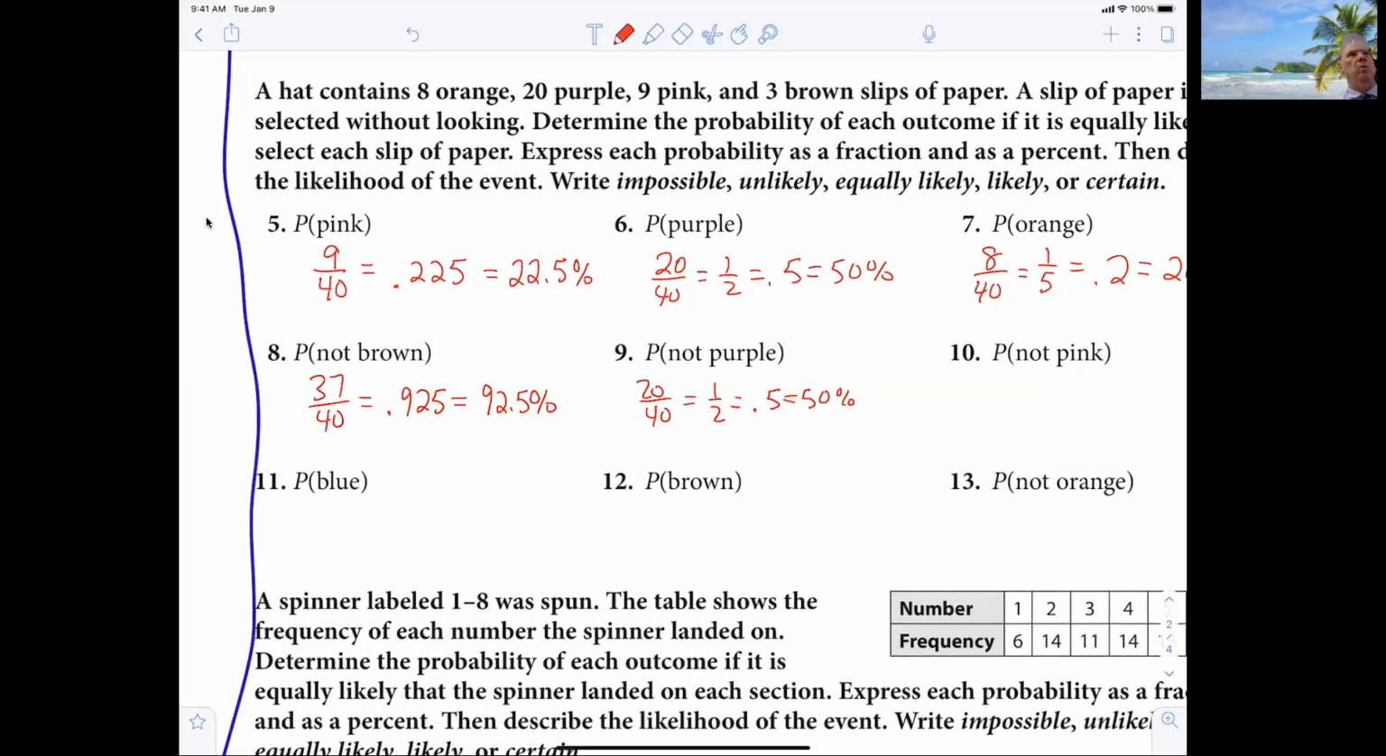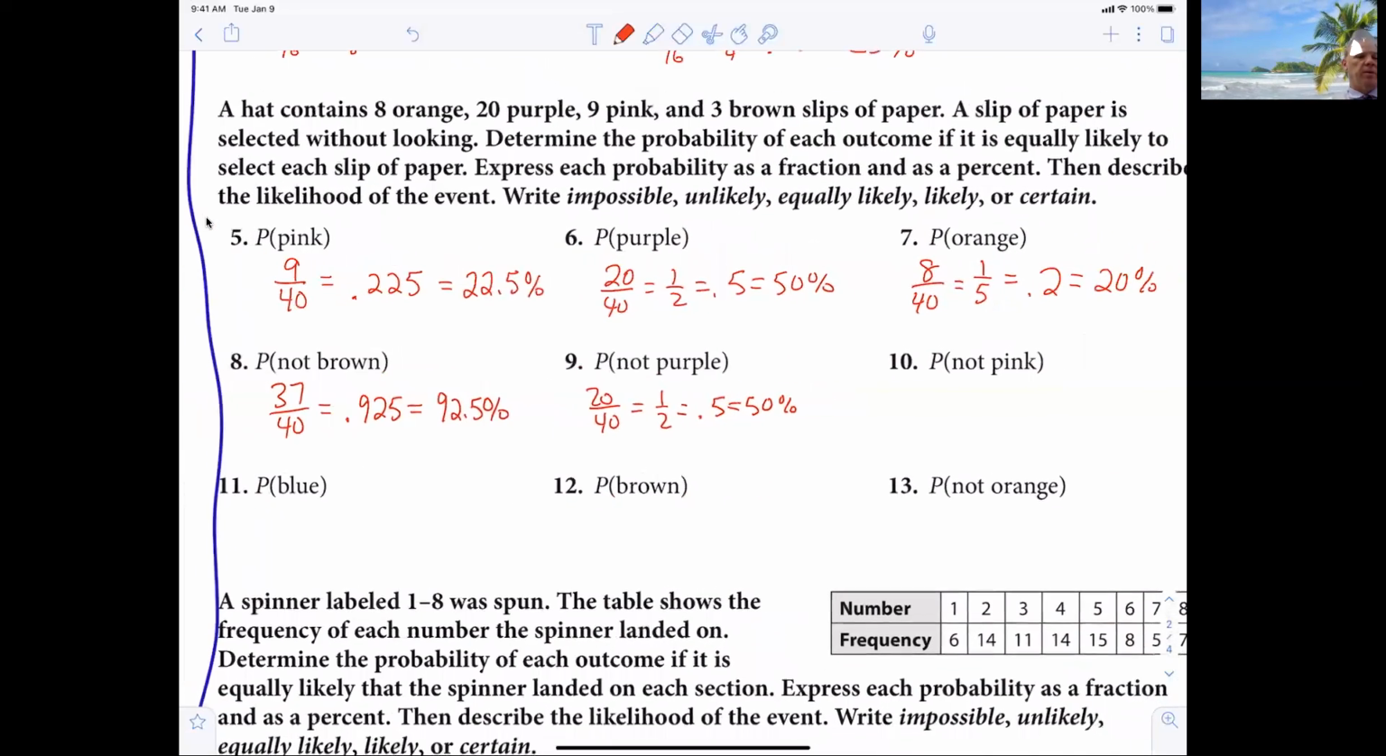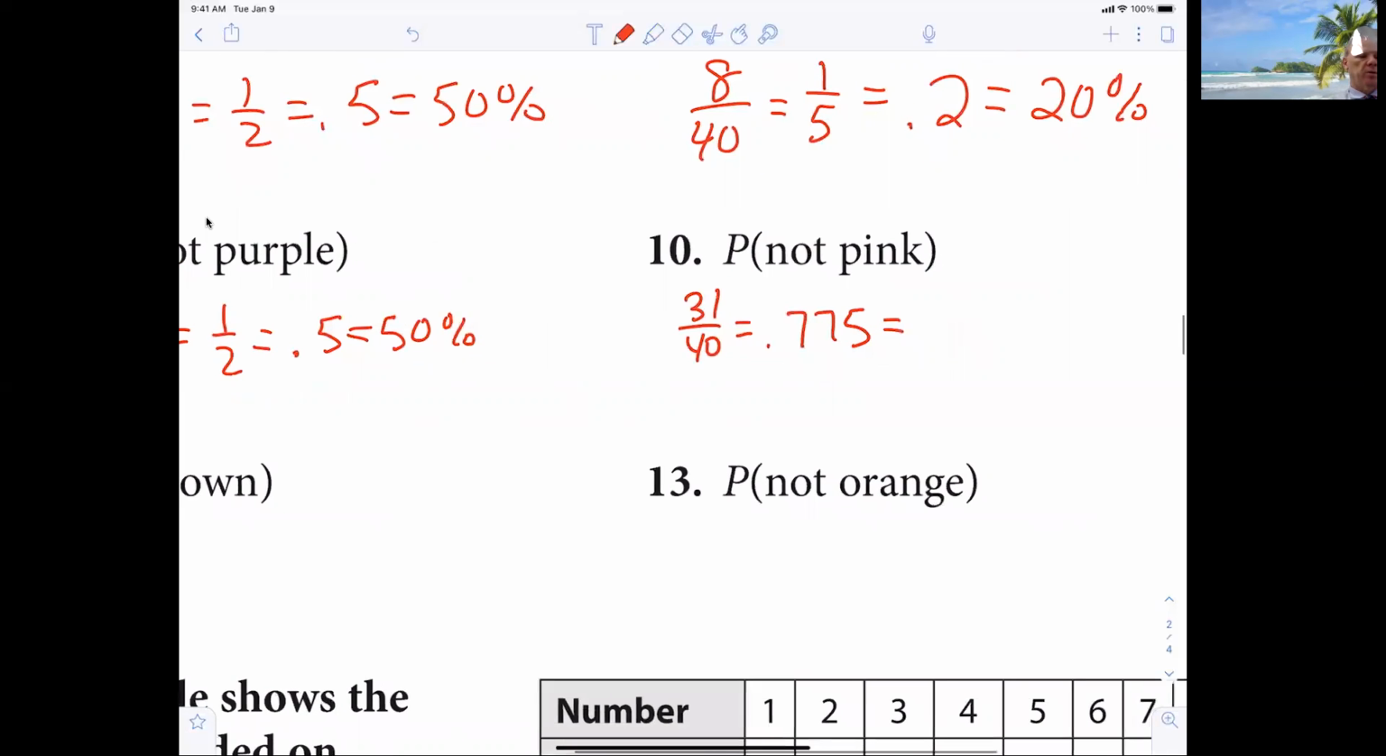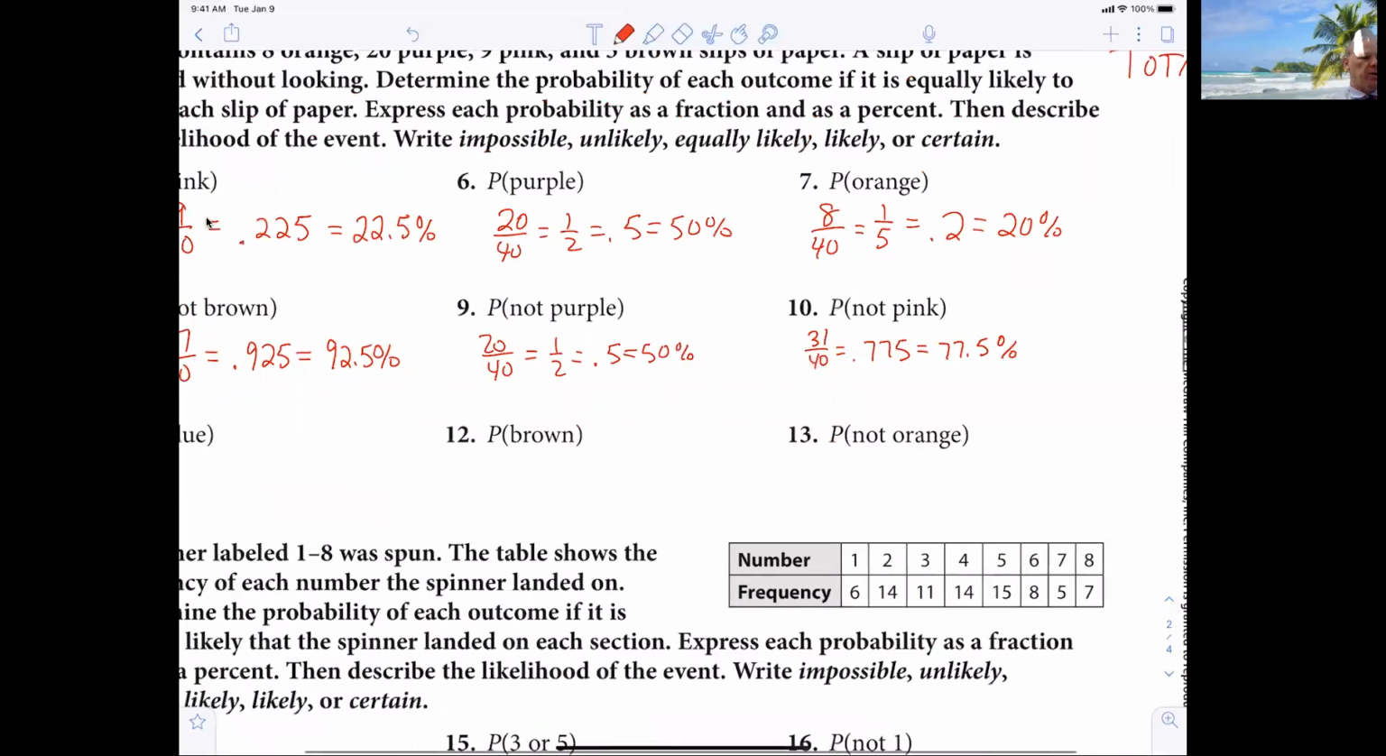Number 10, where am I at? Eddie is up. What's the probability that I'm not pink, Eddie? 31 out of 40. Good job. So I want everybody to put down 31 out of 40, which is the same as what decimal? 0.775. Anybody else get 0.775? Which is the same as what percentage? 77.5%.